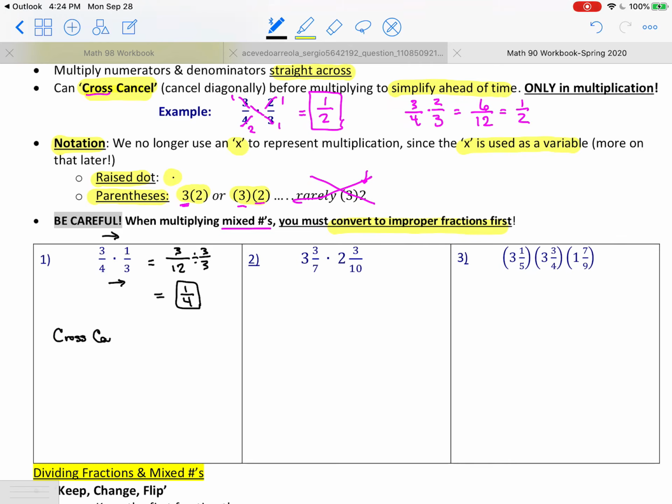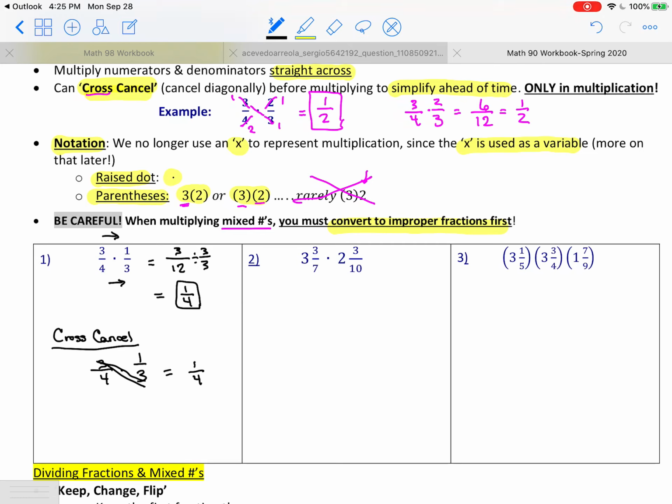Now I want to just try this real quick with this idea of cross-canceling. Let's try that again. 3/4 times 1/3. We can see that the threes, sorry, that wasn't very clear, guys, the threes go out. They cross each other out. And so we would have reached 1/4 right away if we had done that.